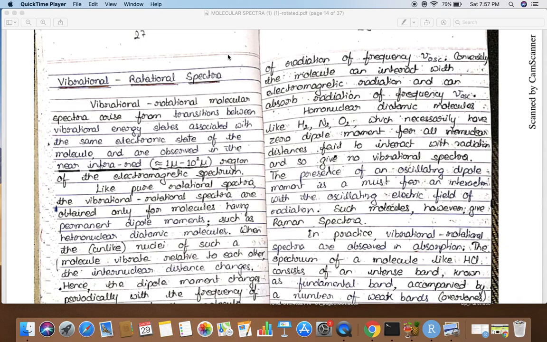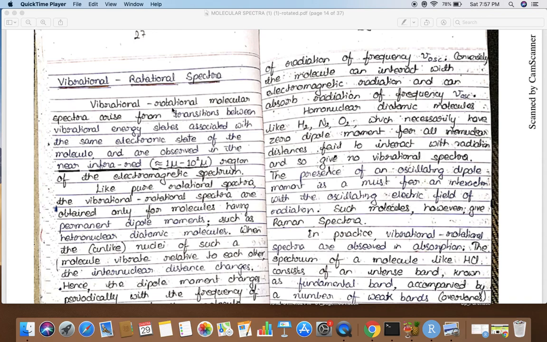In this lecture I will be discussing vibrational rotational spectra. In a previous lecture we have discussed pure rotational spectra. The vibrational rotational molecular spectra arise from the transition between vibrational energy states associated with the same electronic state of the molecule, and are obtained in the near infrared region of electromagnetic radiation.